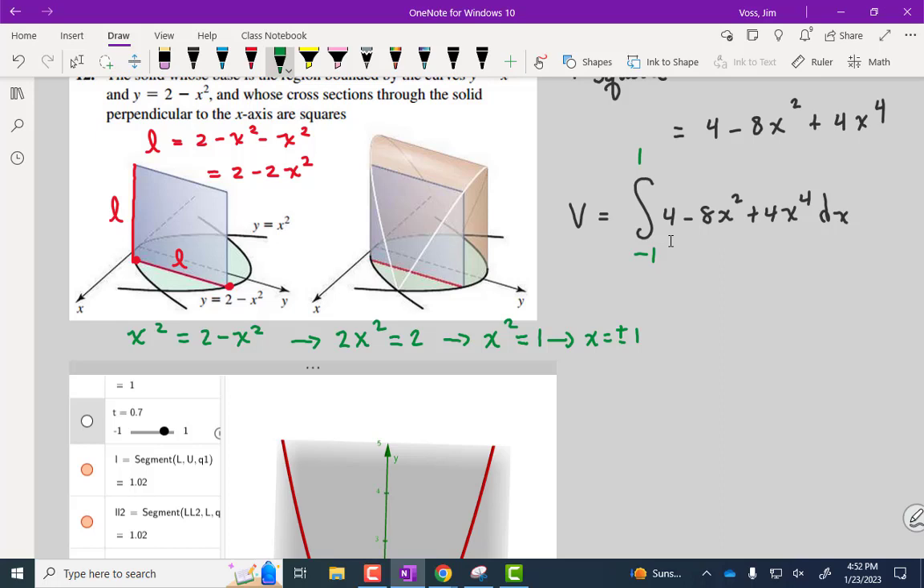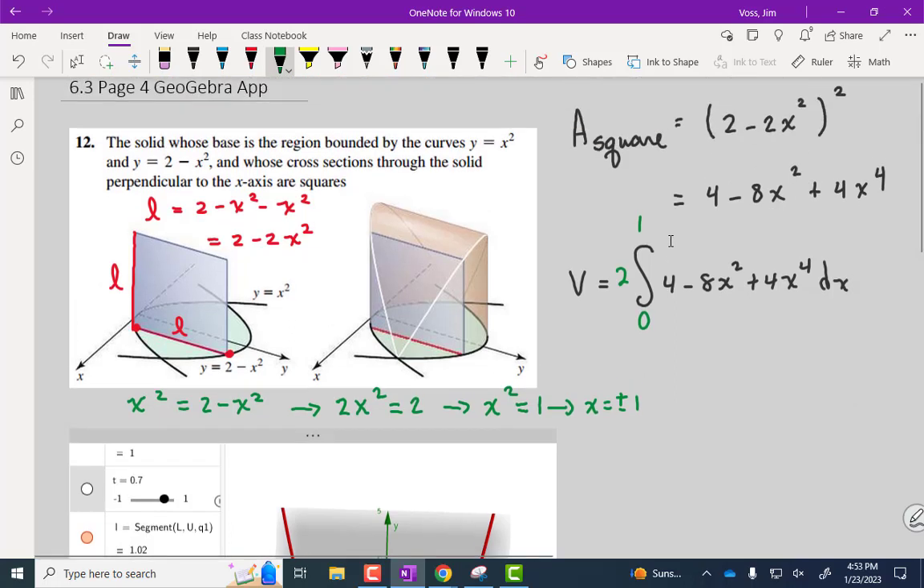Should we use symmetry? Having a limit of integration that's 0 is always nice. It's a lot easier to plug in 0. So we could do that. But we can only do that because both these curves are symmetric about the y-axis. Y equals x squared, symmetric about the y-axis. Y equals 2 minus x squared, also symmetric. What problem was this again? Say again? Okay, I need that.